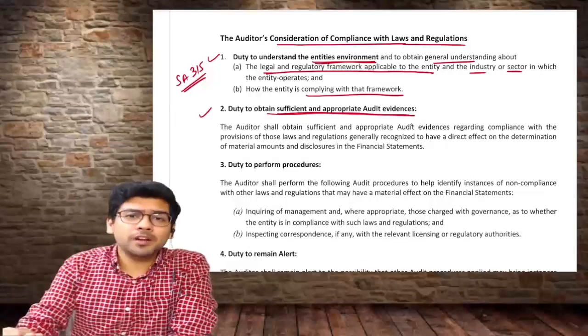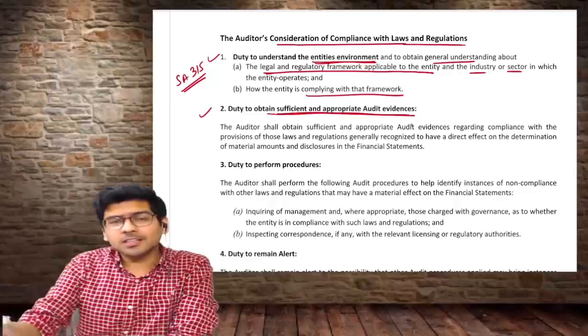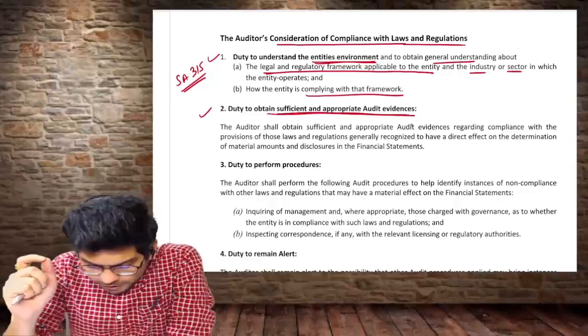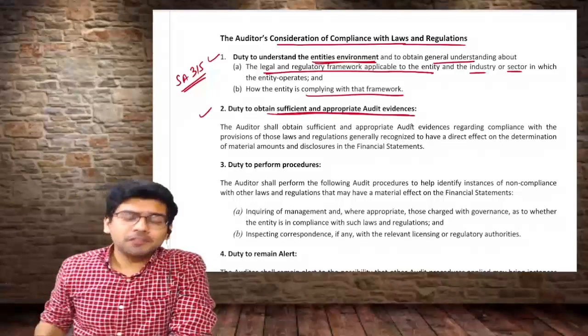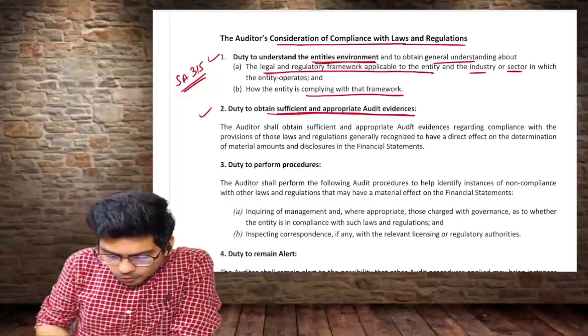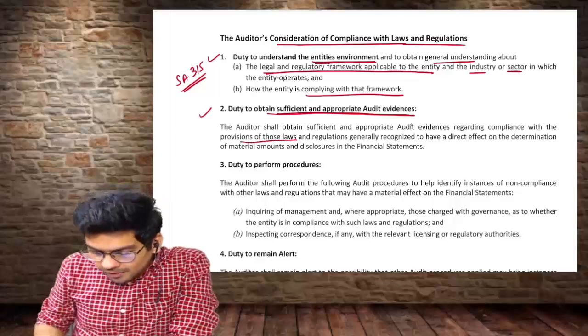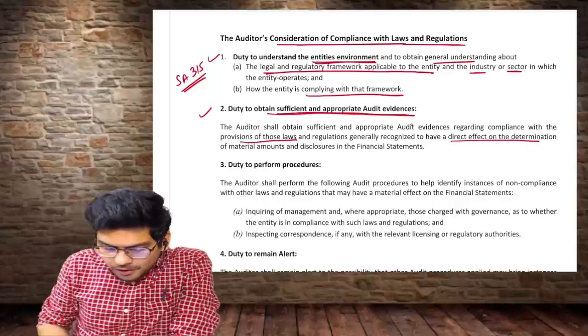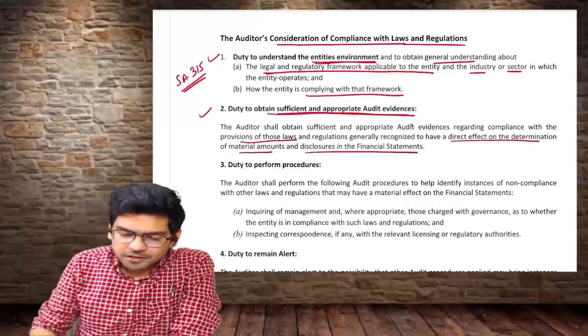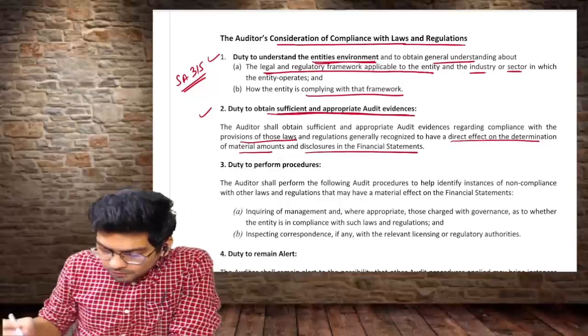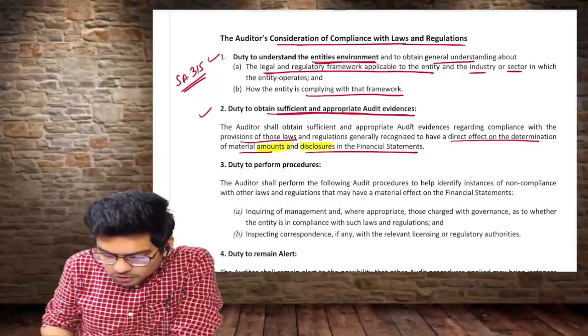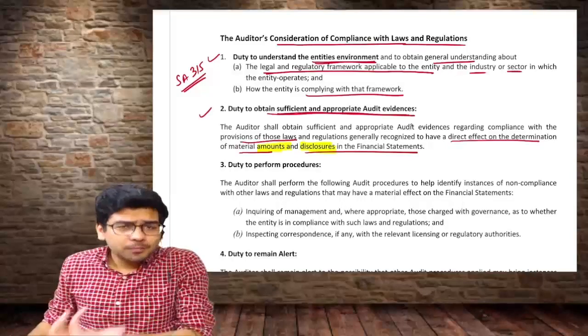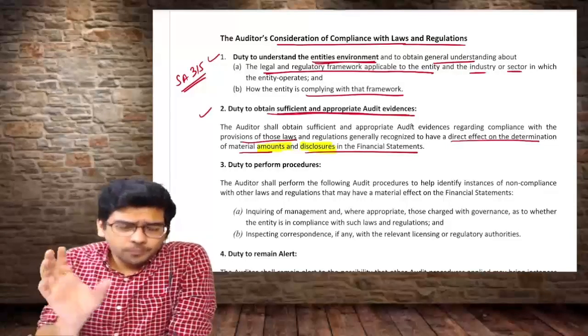And how does he obtain evidence? You all know he applies procedures and he obtains evidence, right? So the auditor shall obtain sufficient and appropriate audit evidence regarding compliance with the provisions of those laws generally recognized to have a direct effect on the determination of material amounts and disclosures in the financial statements. So those laws which have an impact on the amount as well as disclosure in the financial statements, for example, income tax provisions, GST, bonus, etc.